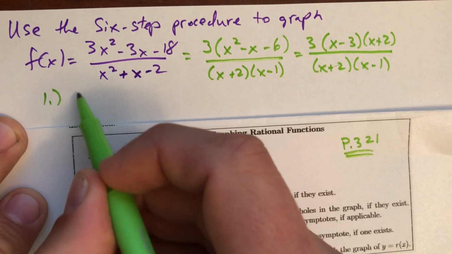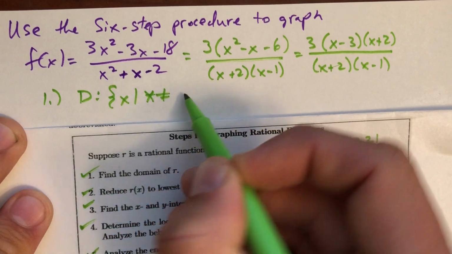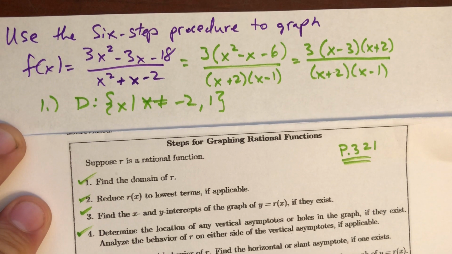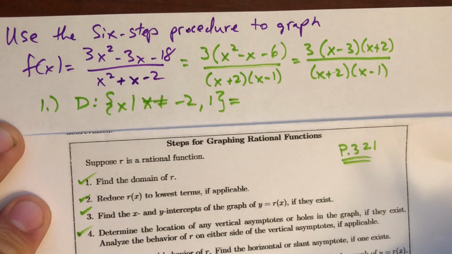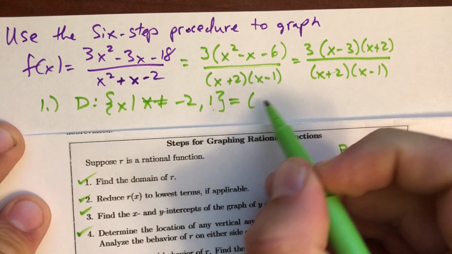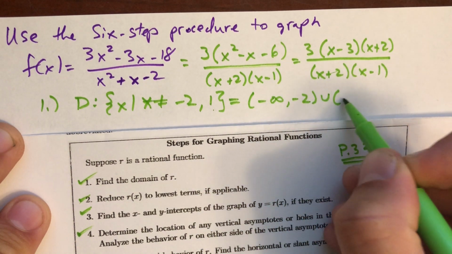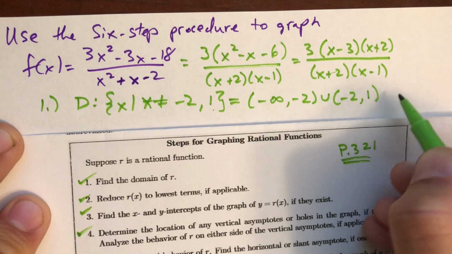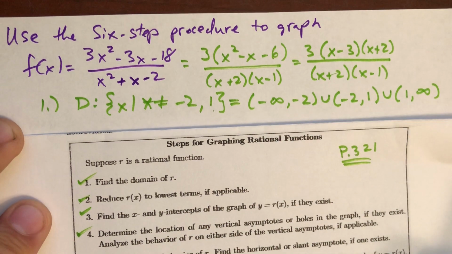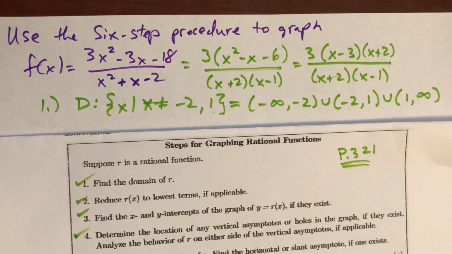Well, if we're excluding values that make it 0, hopefully it's pretty clear. We can see that our domain is the set of all the numbers that are not equal to negative 2 and not equal to 1. So our homework is going to probably want you to write this in interval notation. So it's all the numbers except for negative 2 and except for 1. So we go from negative infinity to negative 2, then we want to go union from negative 2 to 1, and then we have a union from 1 to infinity. So we caught all the values from negative infinity to infinity, excluding negative 2 and excluding 1. So we have our domain.